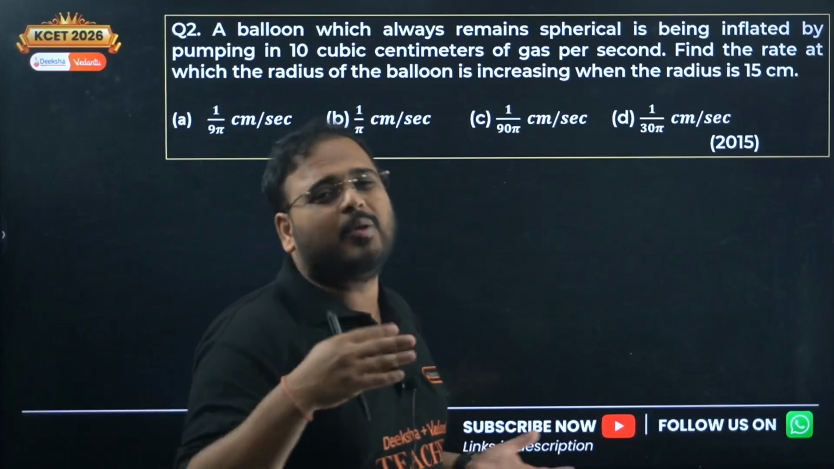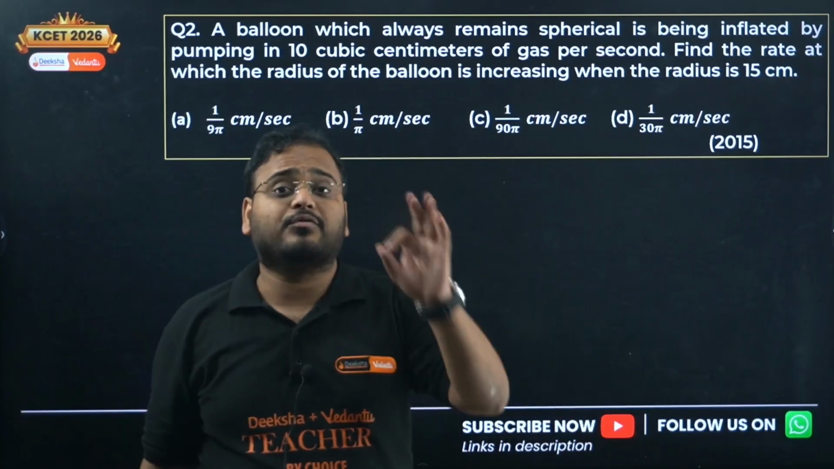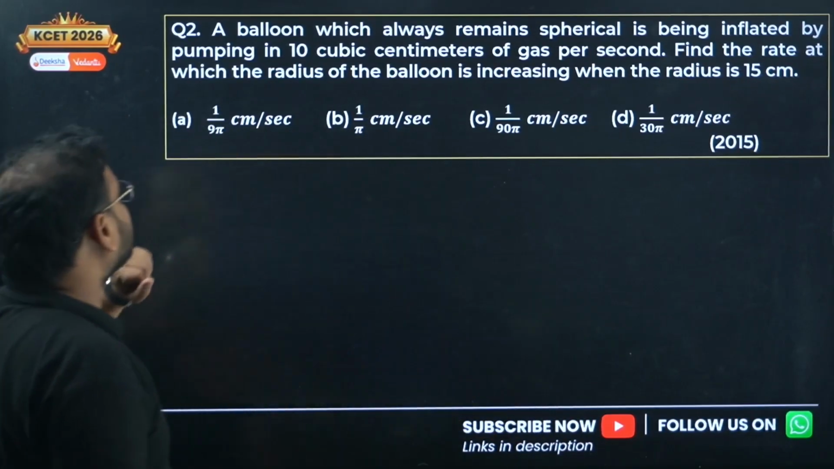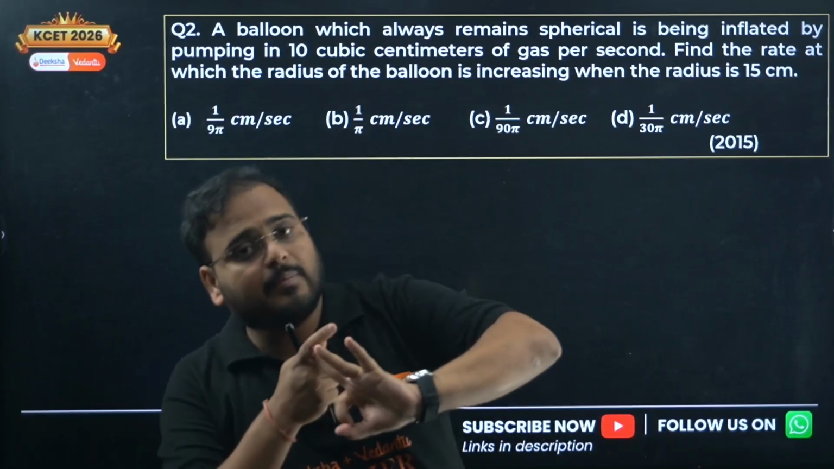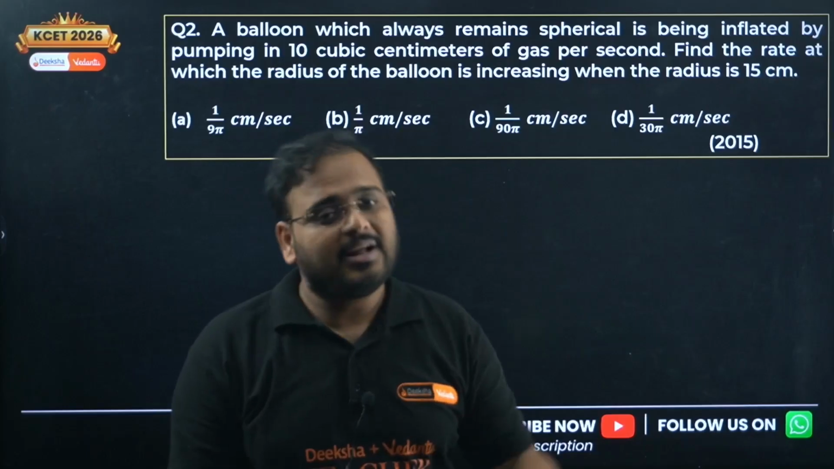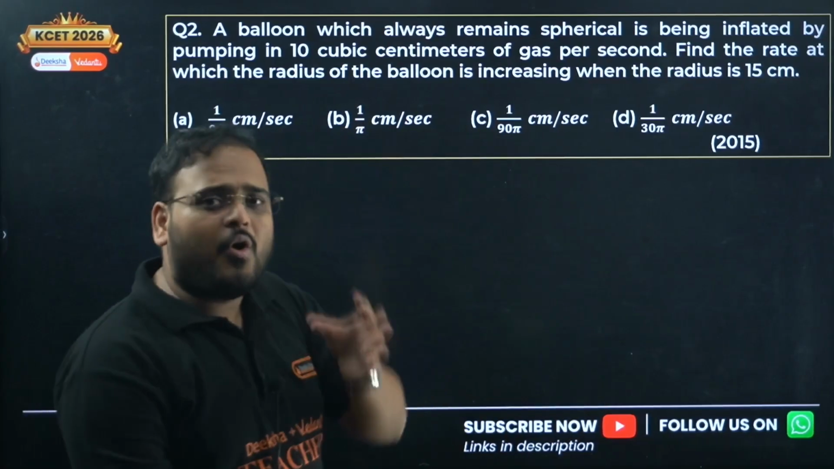A balloon volume change problem. This is also a rate of change problem. Because we all know that in AOD we have 3 types of questions: rate of change, maxima and minima, and increasing and decreasing functions. I have brought back in the session all types of varieties.